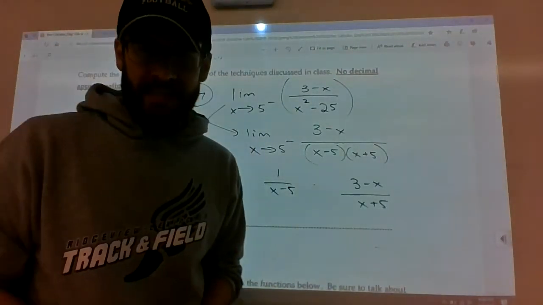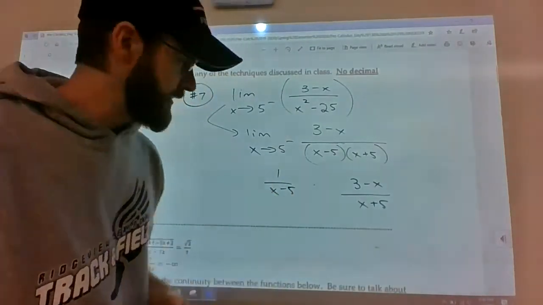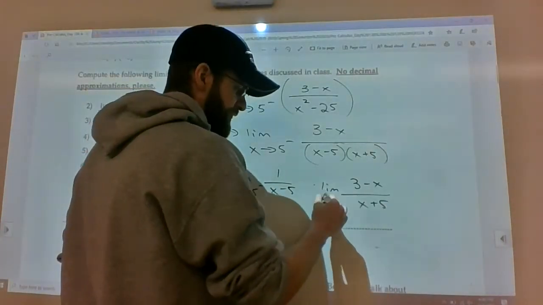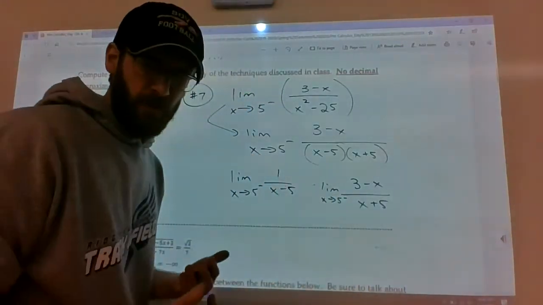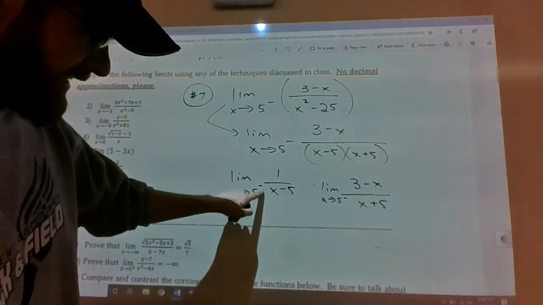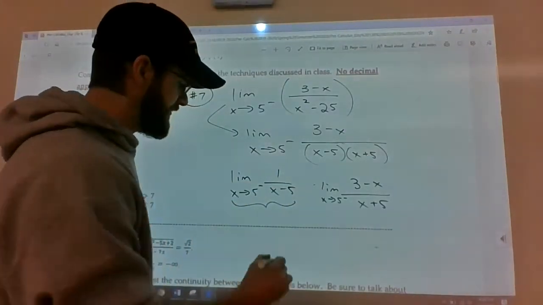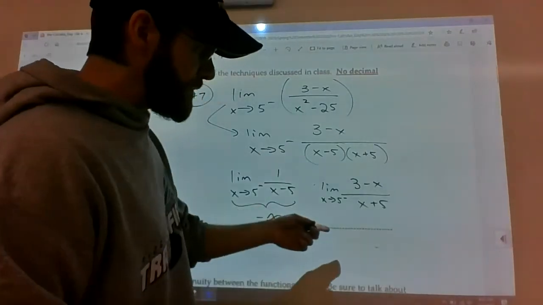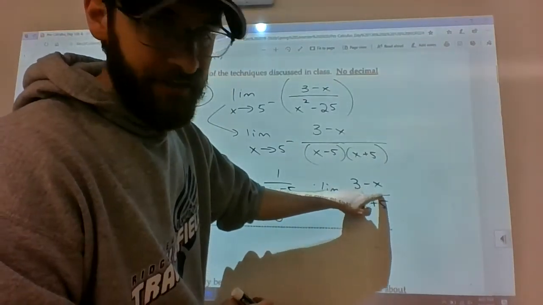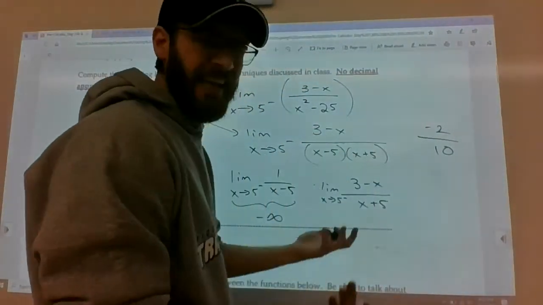And the way limits work is that the limits can infiltrate this decomposition of a function. You can say it's limit as x approaches 5 from the left here, limit as x approaches 5 from the left here, and there's no big issue there. So now, from the left, if you single this part out, it won't be positive infinity, it'll be negative infinity. Over here, there's no domain issue, so you just do a straight plug-in. 3 minus 5 on top, which is negative 2. 5 plus 5 on the bottom is 10. That's negative a fifth.